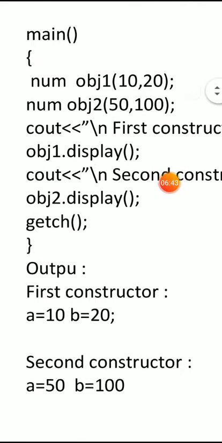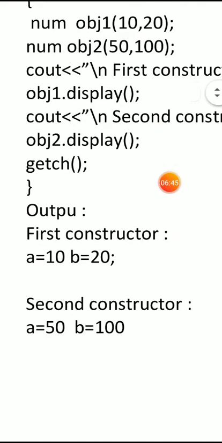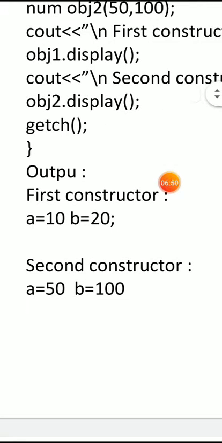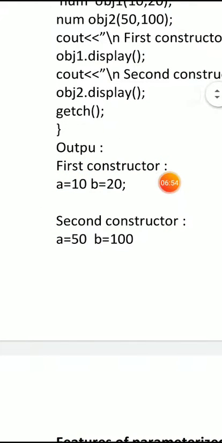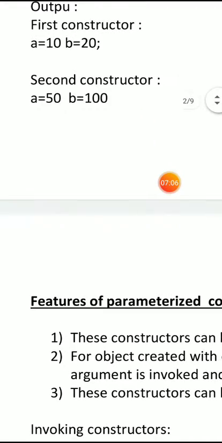Next one, the output is like this. The first constructor has a equal to 10, b equal to 20, and the second constructor has a equal to 50 and b equal to 100. So it is confirmed that object 1 and object 2 are different objects that can be created by using a parameterized constructor, and a parameterized constructor can be used to initialize different objects with a different set of values. I hope this point is clear.